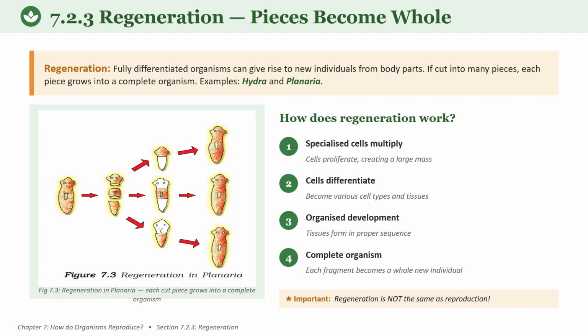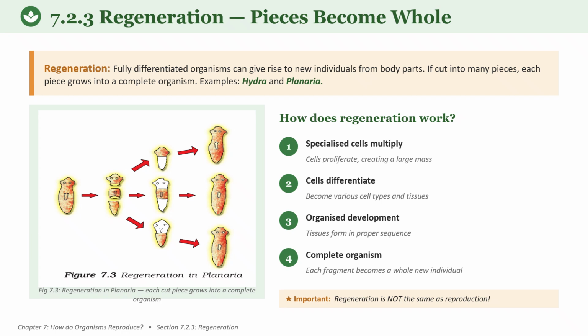Immediately, what comes to your brain? Yes, lizard, correct. So, what happens if the tail is lost in a lizard? It regenerates. It is not reproducing children. Reproduction is different. Regeneration is different. It is regenerating its tail. In some organisms, a complete new individual forms from a body fragment, examples like planaria and hydra.